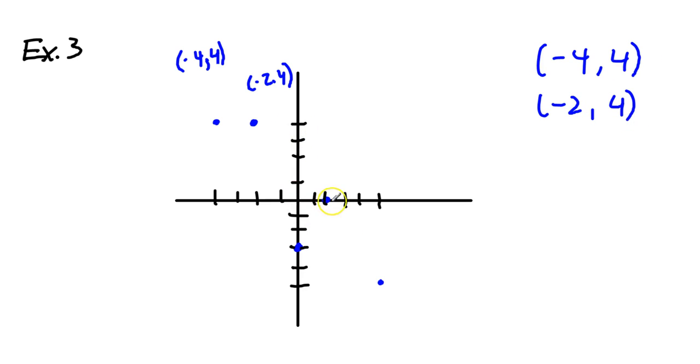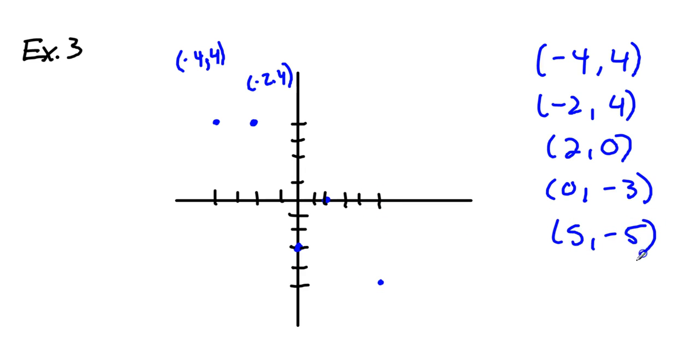The next point you've got right here is at 2, 0. This point is down at 0, negative 3. And this point is at 1, 2, 3, 4, 5, and down 1, 2, 3, 4, 5. So it would be at 5, negative 5.